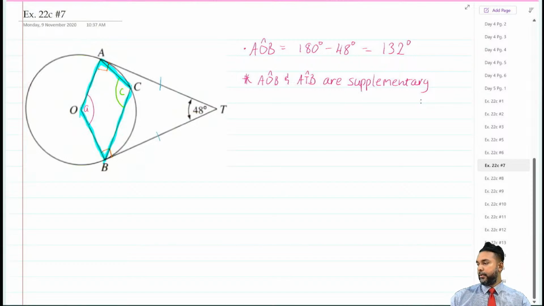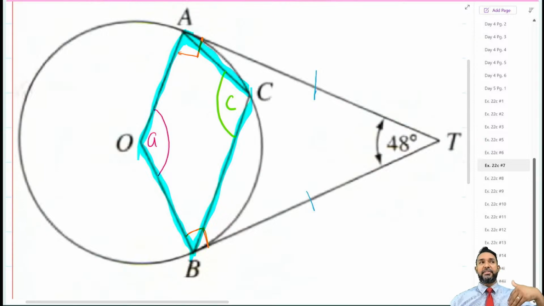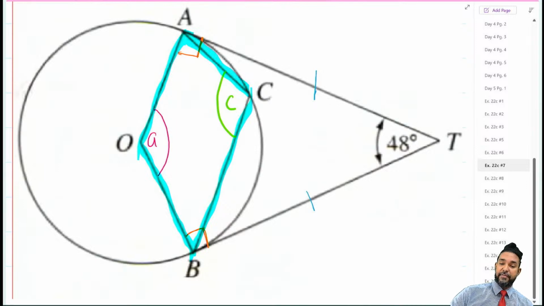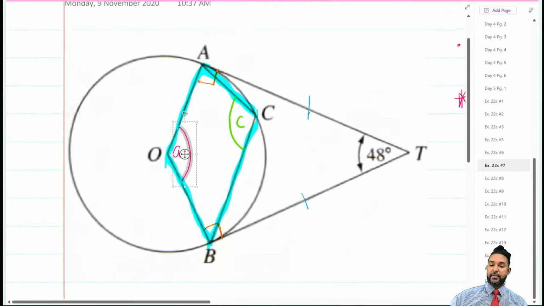If we focus specifically on the shape outlined in blue, how many sides does that shape have? Same 4, right? So it's a quadrilateral. But is it a cyclic quadrilateral? No. Why? Because not all of the vertices touch the circumference. One of the vertices is at the center of the circle. For it to be a cyclic quadrilateral, all 4 vertices will have to touch the circumference.